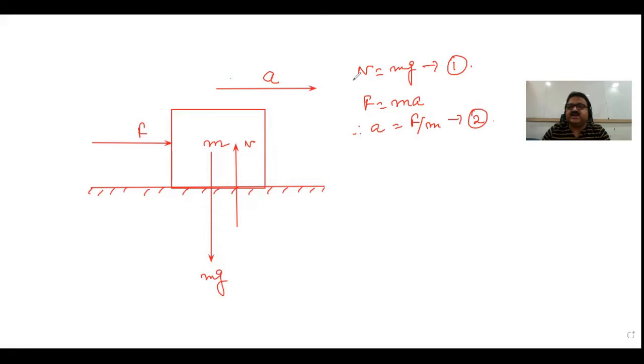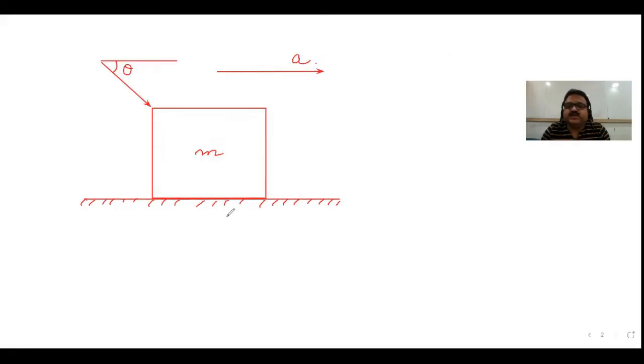So let's handle the second concept. Look at this. In this case, the force is not acting horizontally. Here the force is acting making some angle with the horizontal. Let the angle be theta. Now again, we need to find out the value of the normal reaction as well as the acceleration of the system.